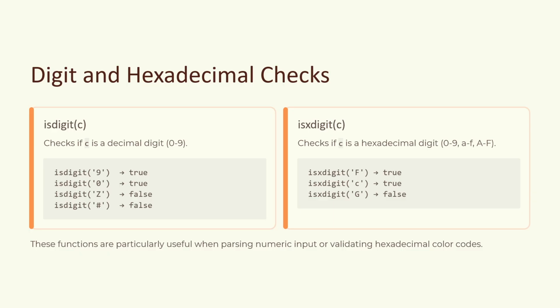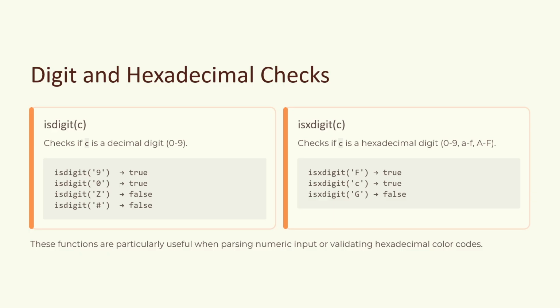So this function isdigit verifies whether a character is a decimal digit between 0 and 9. This is especially useful when converting user input into numeric values because it ensures that only valid digits are processed. Whenever we have 9 or 0, it's going to return true, while in the examples we have seen, Z and hash are going to return false.